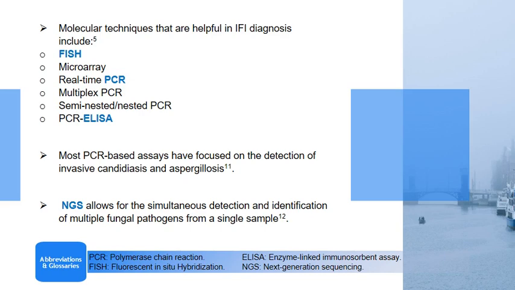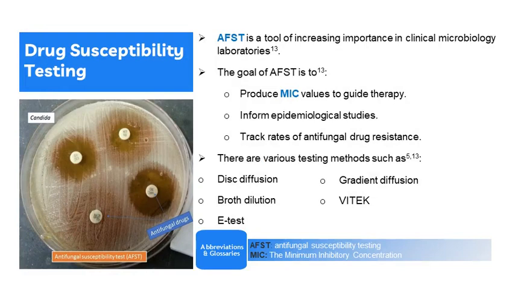Additionally, next-generation sequencing allows for the simultaneous detection and identification of multiple fungal pathogens from a single sample, making it a useful tool for diagnosing invasive fungal infections. Antifungal susceptibility testing is a tool of increasing importance in clinical microbiology laboratories. The goal of antifungal susceptibility testing is to reliably produce minimum inhibitory concentration values that may be used to guide patient therapy, inform epidemiological studies, and track rates of antifungal drug resistance.